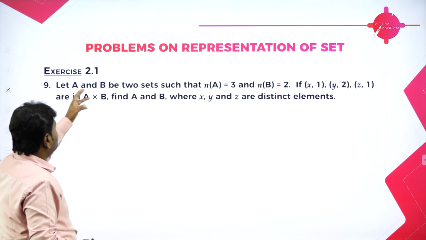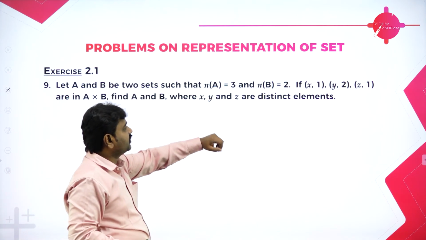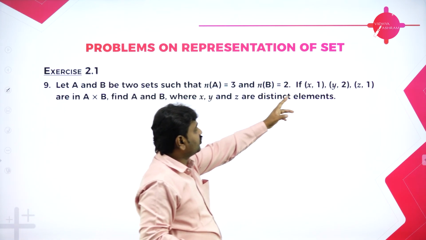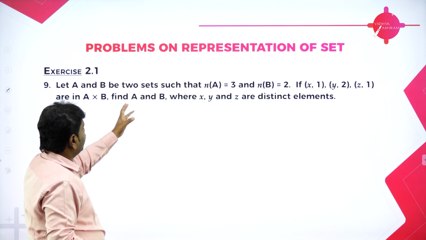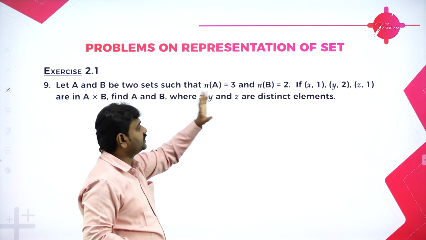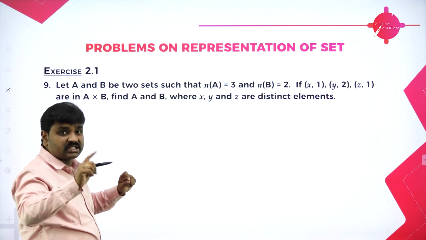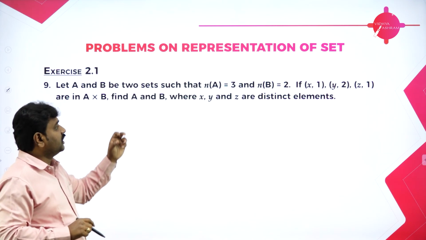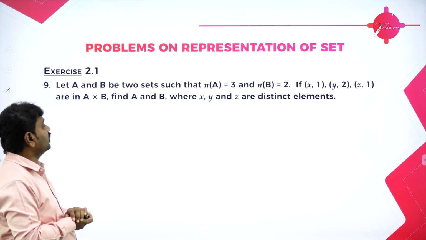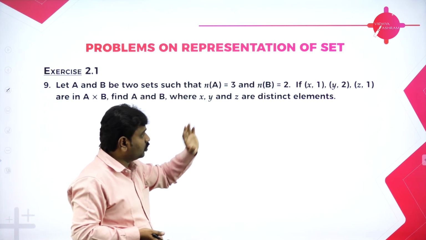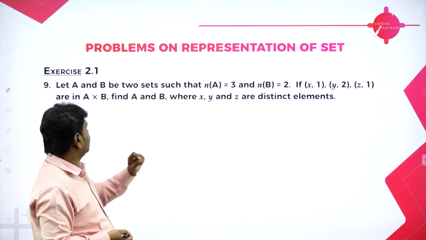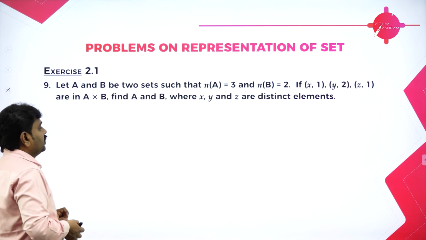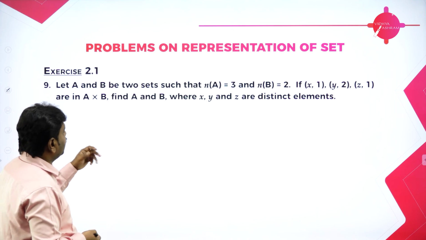Then, A and B are two sets such that n(A) is 3, n(B) is 2, and if (x, 1), (y, 2), (z, 1) are in A cross B, then find A and B where x, y, z are distinct elements. They are telling us x, y, z all 3 are different, the number of elements in A is 3, the number of elements in B is 2, and the ordered pairs (x, 1), (y, 2), (z, 1) are in A cross B. So they want you to find A and B.